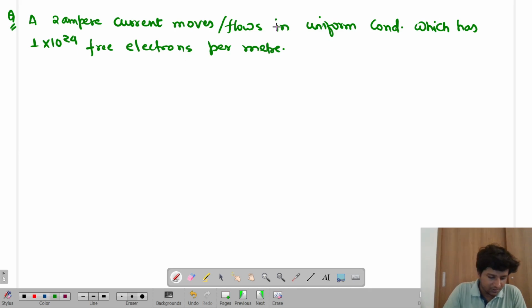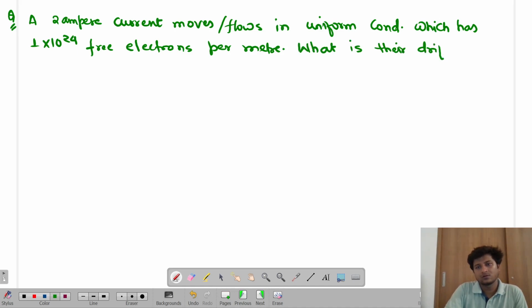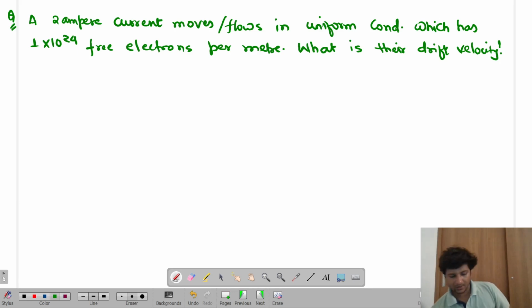The question is very simple. What is their drift velocity? Simply they are asking you. Try to do it fast. What is the drift velocity? They are asking.